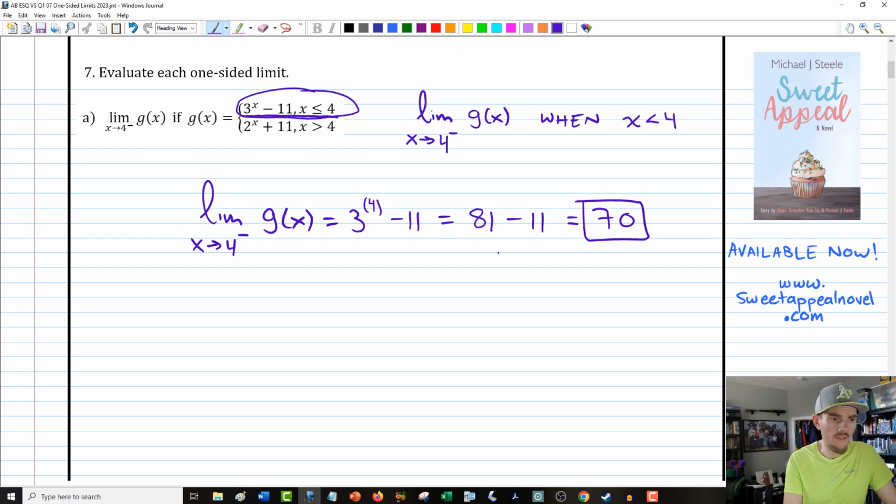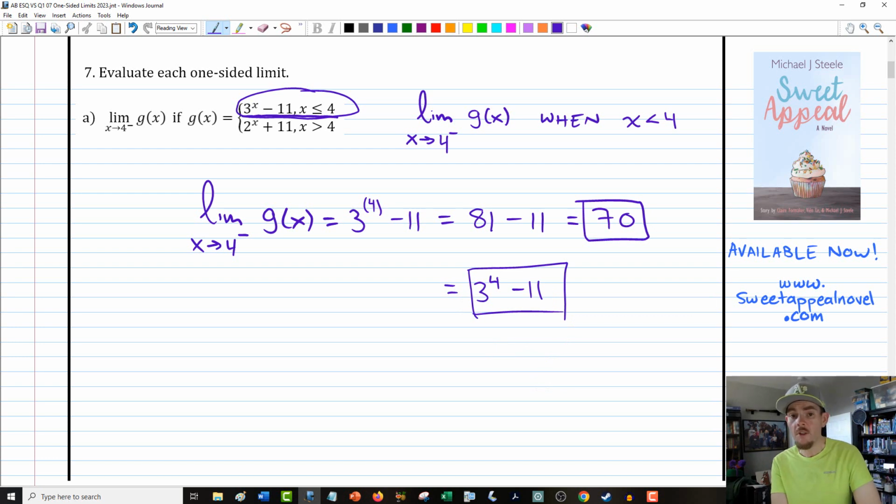Remember though, by the way, you don't have to simplify, at least in our course and on the AP exam. So if you weren't sure what 3 to the 4th was, if you had any hesitation, just write that. This is acceptable as well. There's nothing wrong with that, except I made it a little bit narrow. So there we go. There's the first of our questions. Again, identify your branch, plug into that, evaluate.